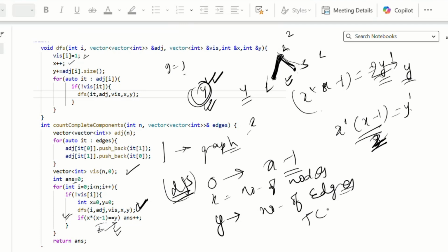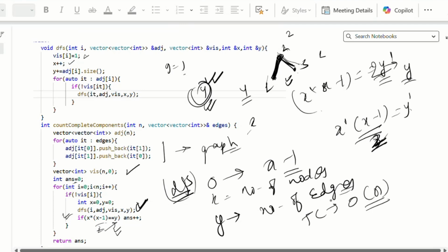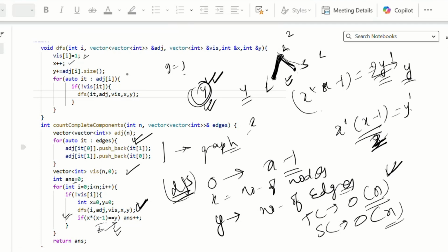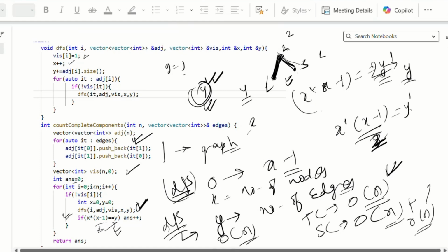The time complexity will be big O of n, because obviously we have used DFS here. The space complexity will also be big O of n, because we have used the adjacency list. Also, for the recursive DFS there is an extra big O of n for the recursive stack space. But in total we can say it has time complexity big O of n.